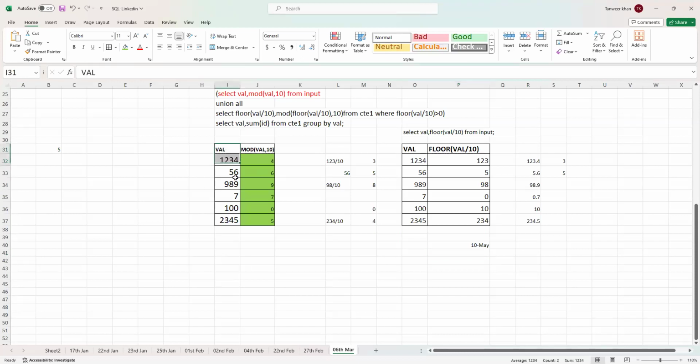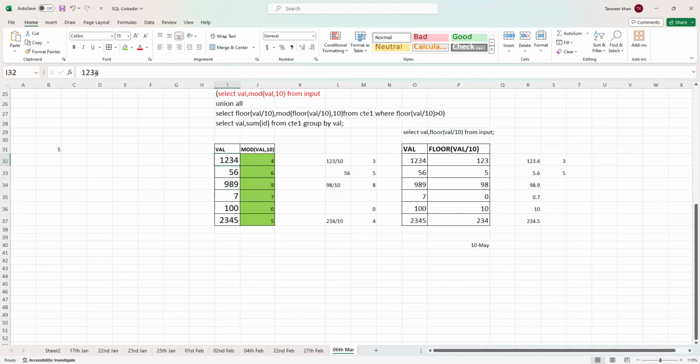Okay, tell me one thing. Till here, is it clear? Yes, sir. Okay, what I have done here: basically, you try to get the numbers one by one through the mod function, to get the remainder, the unit digit of that value. Correct. First, the unit digit.